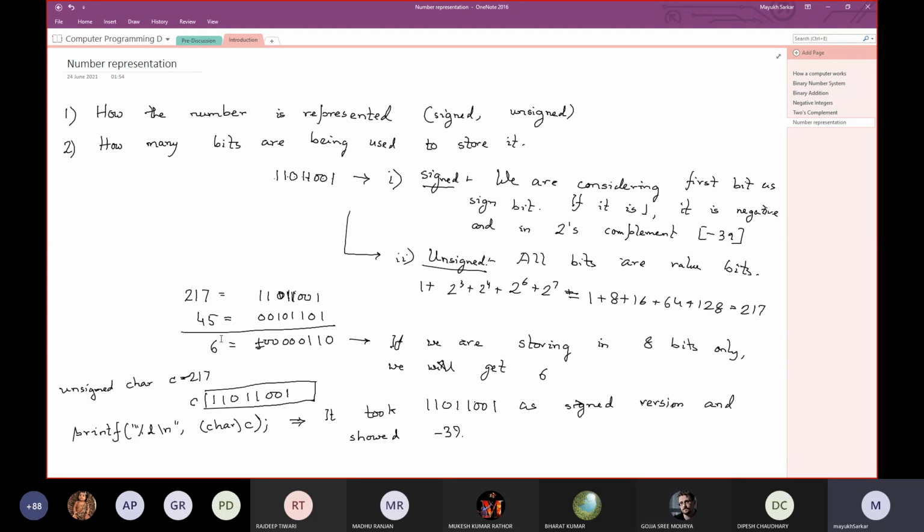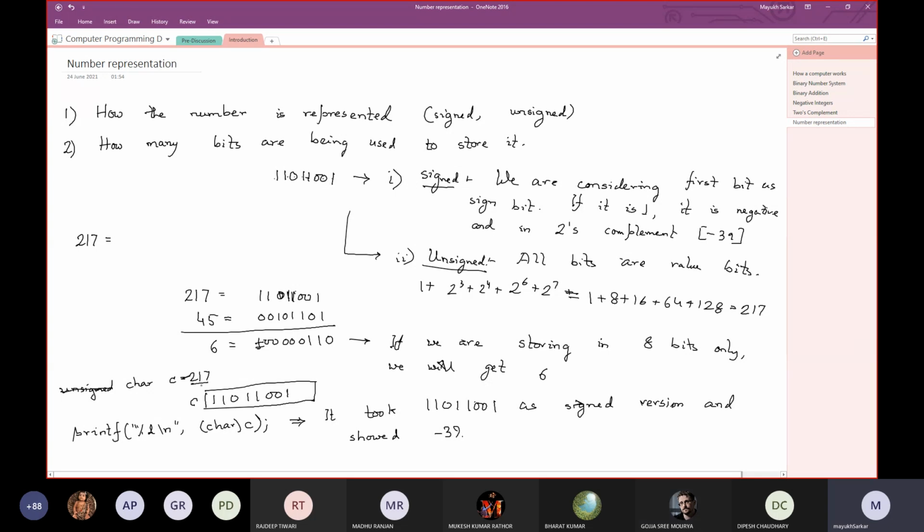Sir, if you didn't write unsigned and also didn't do the typecasting, then in the 8-bit system will we get the same value? Let me first calculate this here, then let me see. Suppose I didn't write 217 as unsigned. So you wanted to write simply char C equals 217. What would happen?